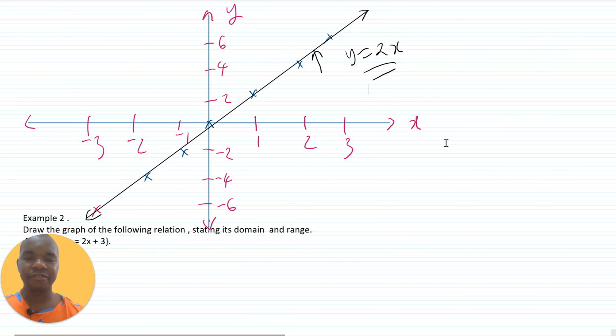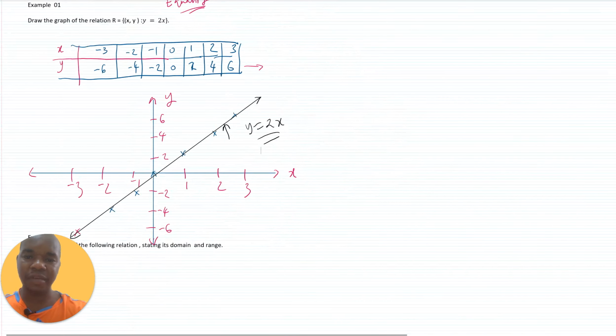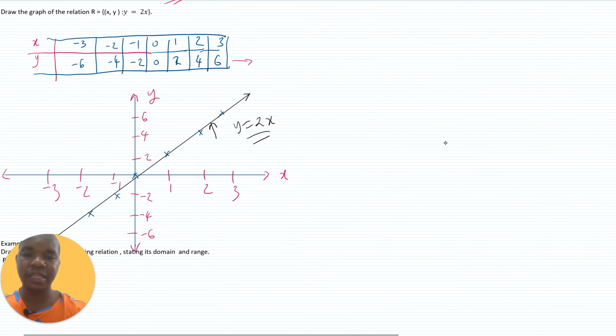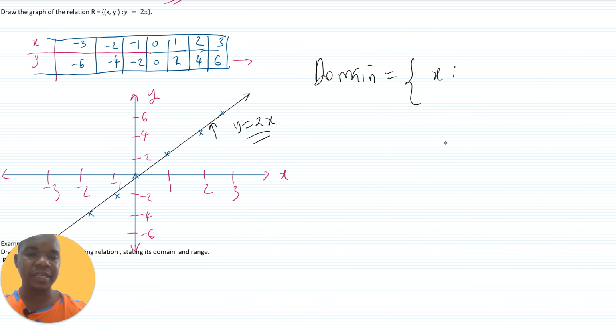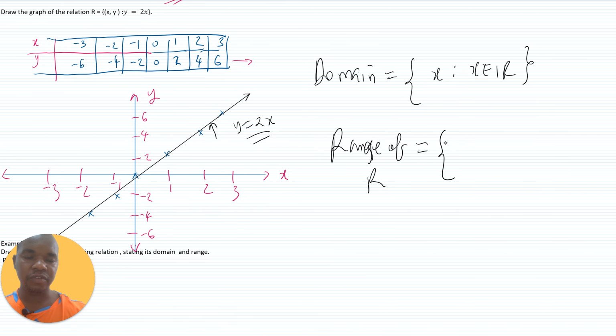With this graph, you can still determine domain and range. So what is domain, dear students? Domain is going to be the set of all real numbers. So it is x such that x is a member of all real numbers. And also coming to range of R, the range of R will be all y values such that y is a member of all real numbers, dear students.